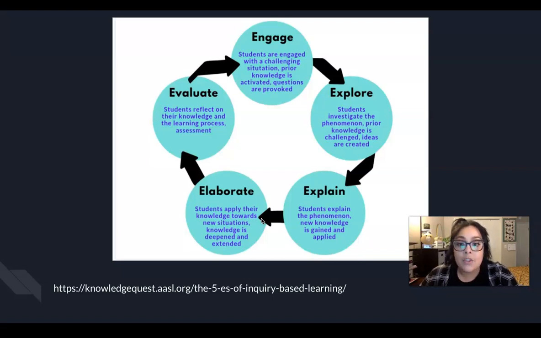And then finally, you reach the evaluate. So this is where you reflect on their learning, but they also reflect on their learning. So they can do self-assessments or organize a portfolio. For my students, we did a student plant journal, and so that's something that we would look through and see all of the things they tested and just reflect on their learning that way.